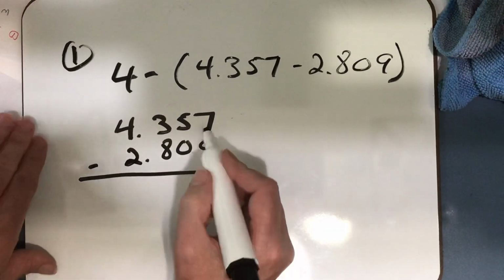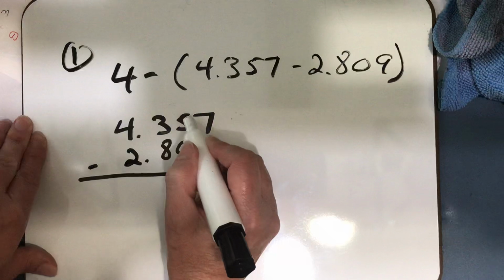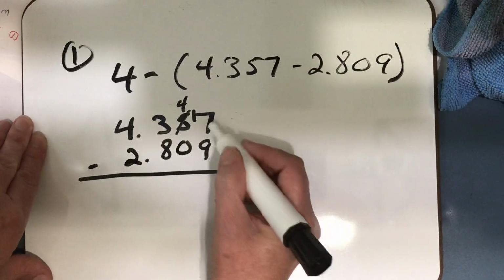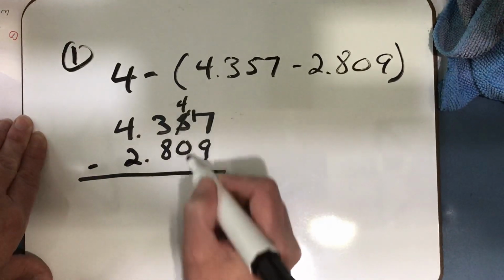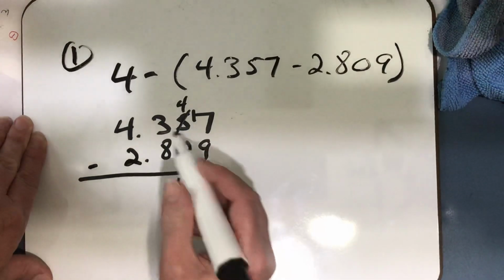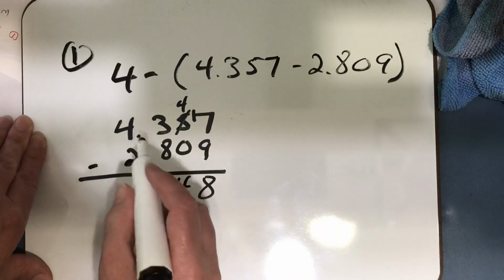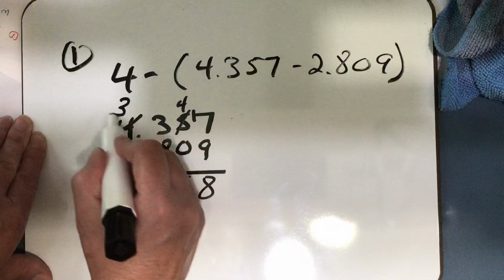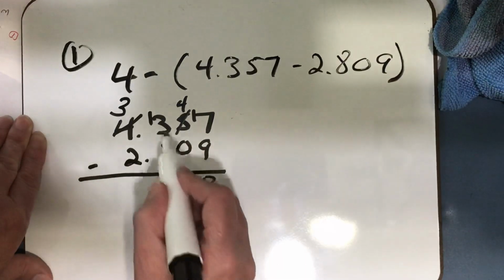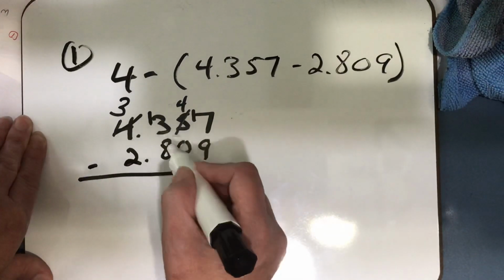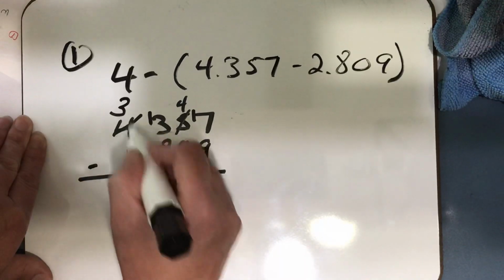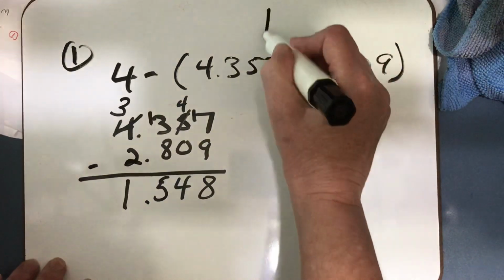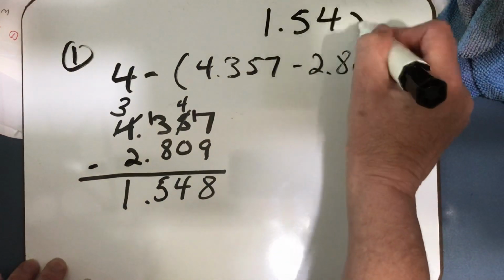Okay, so I need to regroup because I can't do 7 minus 9. So I will regroup 4 hundredths as 10 thousandths. Now I can do 17 minus 9 is 8. 4 minus 0 is 4. Now I can't do 3 minus 8, so I need to regroup for my ones. Regroup 4 ones as 3 ones and 10 tenths. So now I have 13 tenths. 13 minus 8 is 5. 3 minus 2 is 1. Okay, so this part equals 1 and 548 thousandths.